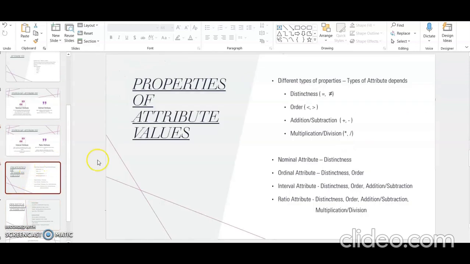Next come the properties of attribute values. The different types of properties on which the attribute types depend are distinctness, order, addition, subtraction, multiplication, and division. The nominal attribute uses the distinctness property, and an ordinal attribute uses distinctness and order. An interval attribute uses distinctness, order, addition, and subtraction. A ratio attribute uses distinctness, order, addition, subtraction, multiplication, and division.